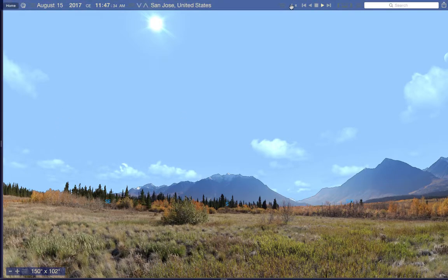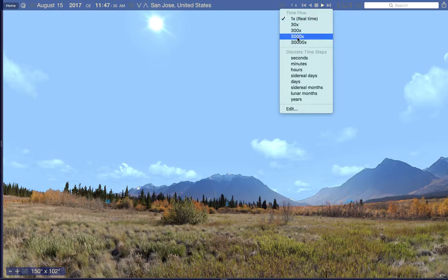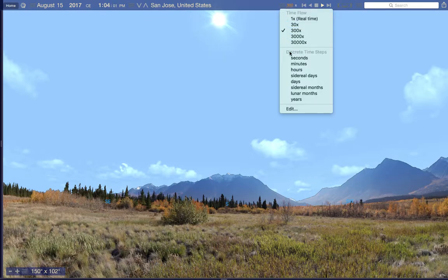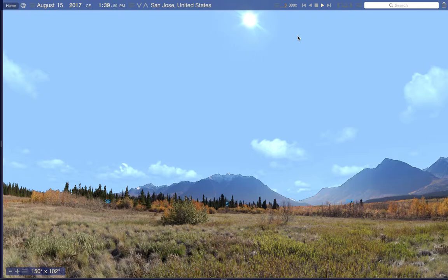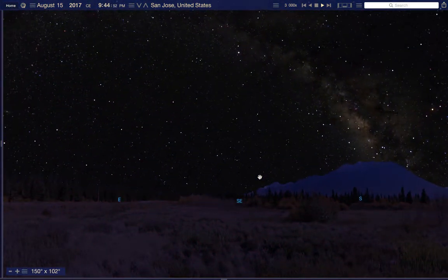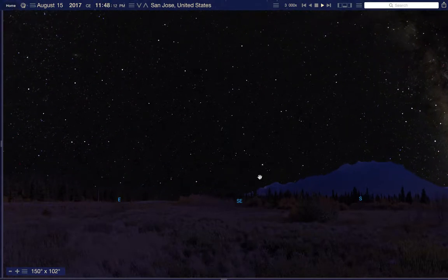If you allow the time to go faster, see the Sun is slowly migrating from east to west. The time is ticking quickly, and I will increase it. There you go. Now it's going fast, and eventually the Sun is going to set in the western sky. If you are facing south, the western sky is to your right-hand side.